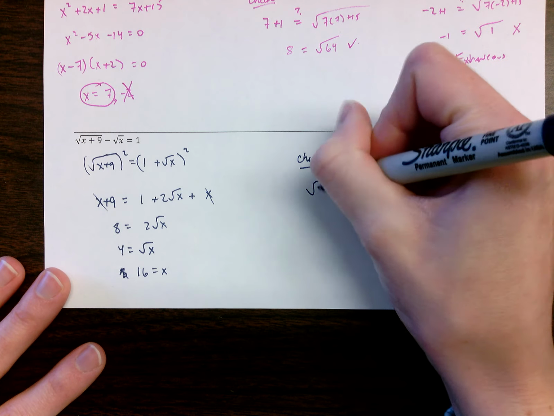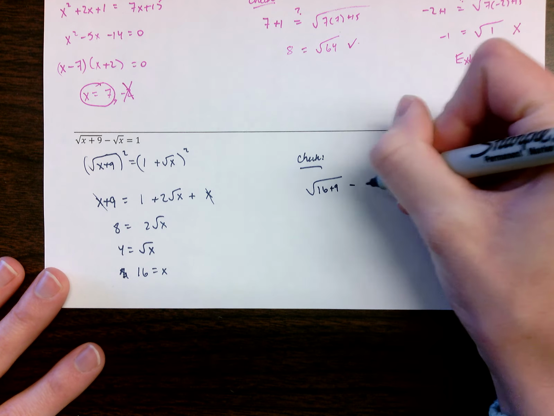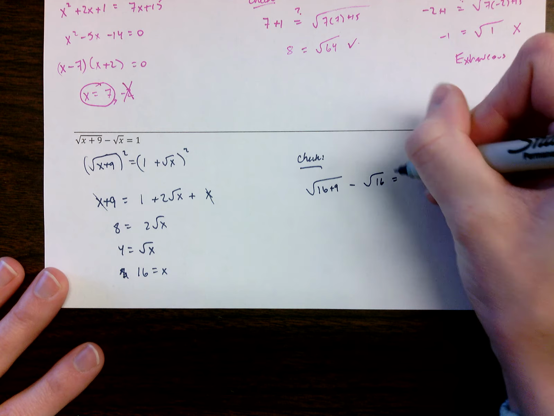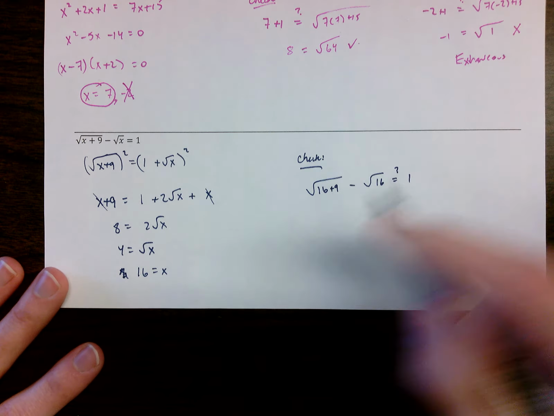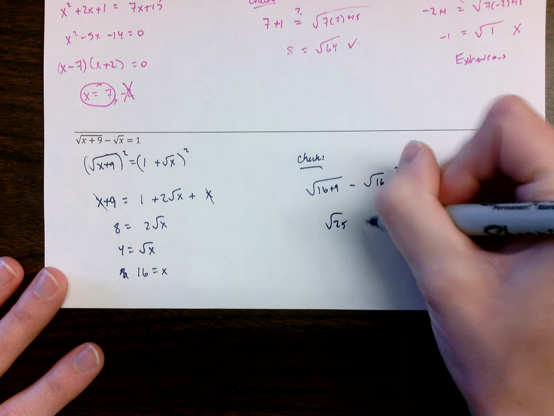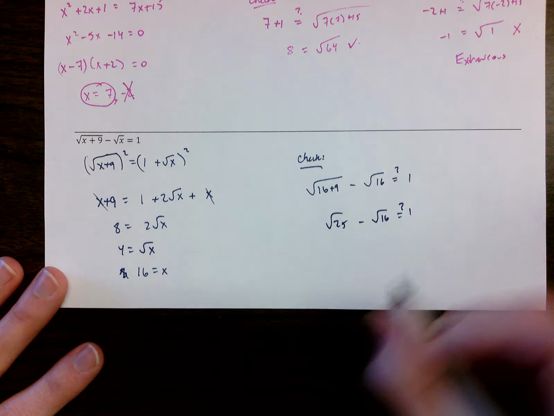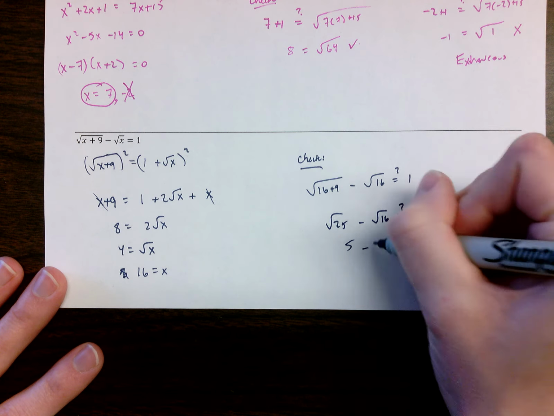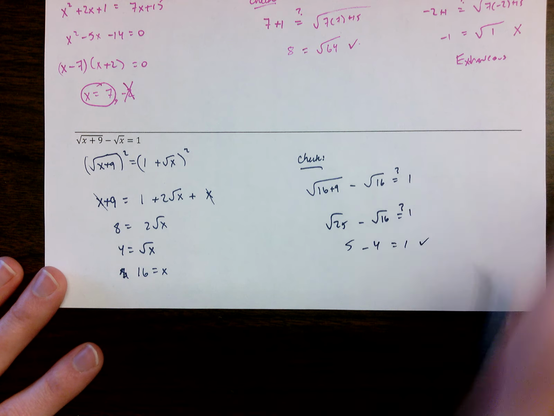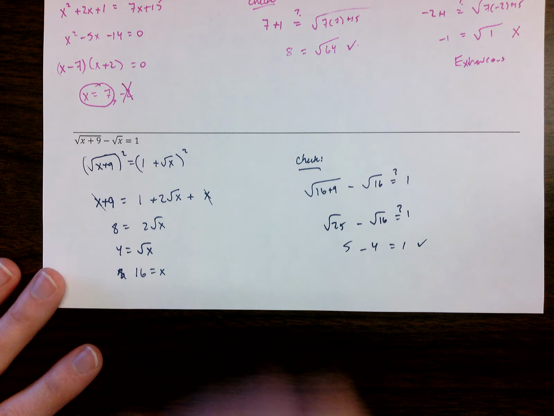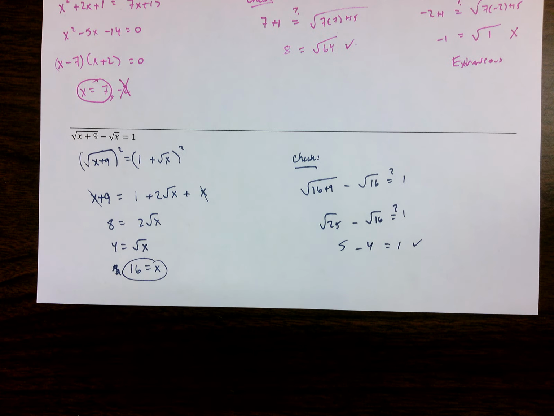So we want to know, does the square root of 16 plus 9 minus the square root of 16 equal 1? So 16 plus 9 is 25, so square root of 25 minus the square root of 16, is that 1? Well, square root of 25 is 5, square root of 16 is 4, so yeah, it does. So we're okay, and that's the answer to our equation.